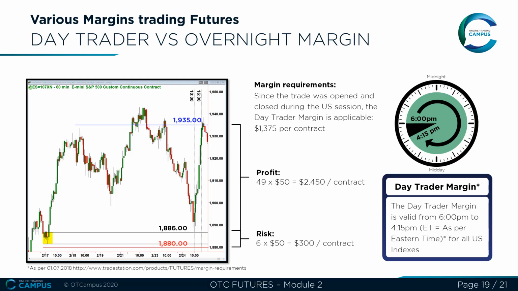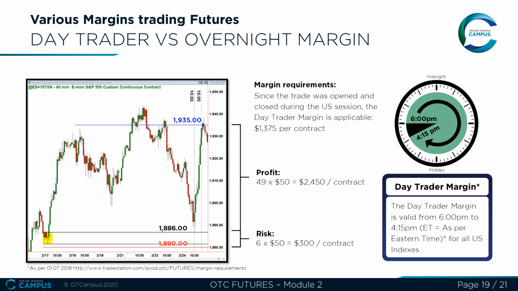Let's make one example here. Let's imagine you went long in the 60-minute demand zone on the S&P 500. You went long at 1,886 points and your stop loss you placed at 1,880 points. So in total 6 points risk. The point value on the S&P 500, as we have learned, is $50. So 6 times 50 equals $300 of risk.